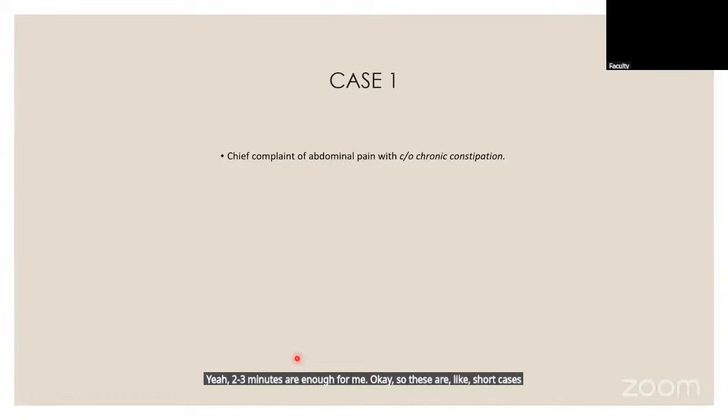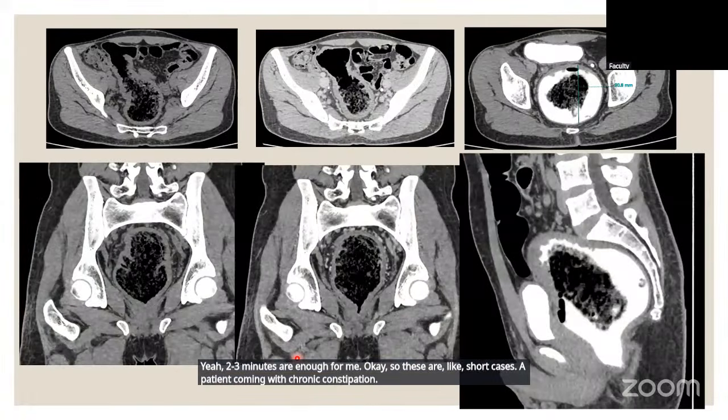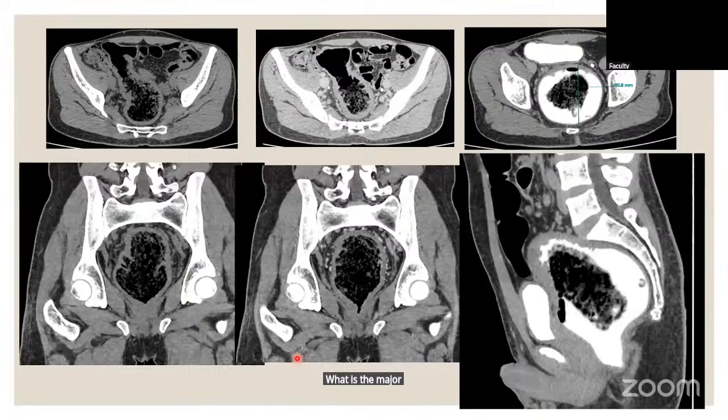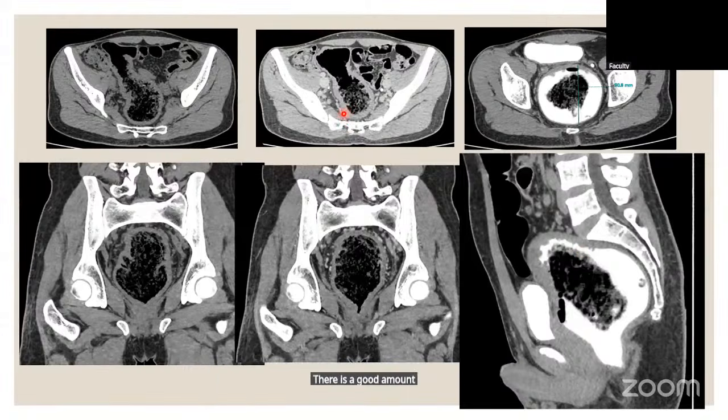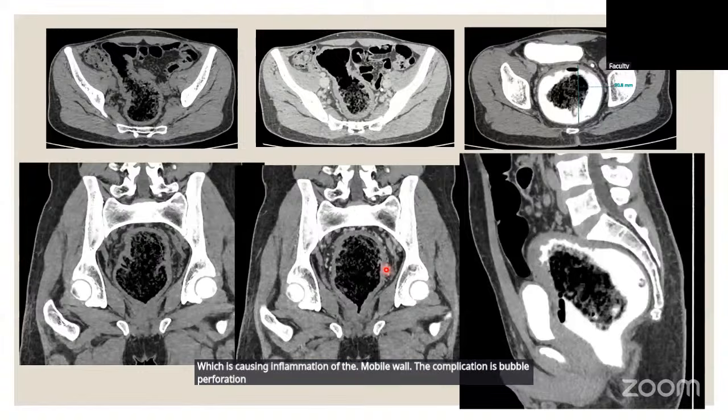A patient coming with chronic constipation. What is the major finding? The major finding is that the entire colon, mainly the rectum, is dilated. The patient had also been given rectal contrast. There is a good amount of wall thickening, which is showing enhancement. So this is stercoral colitis, due to the impacted feces, which is causing inflammation of the bowel wall. The complication is bowel perforation causing fecal peritonitis.